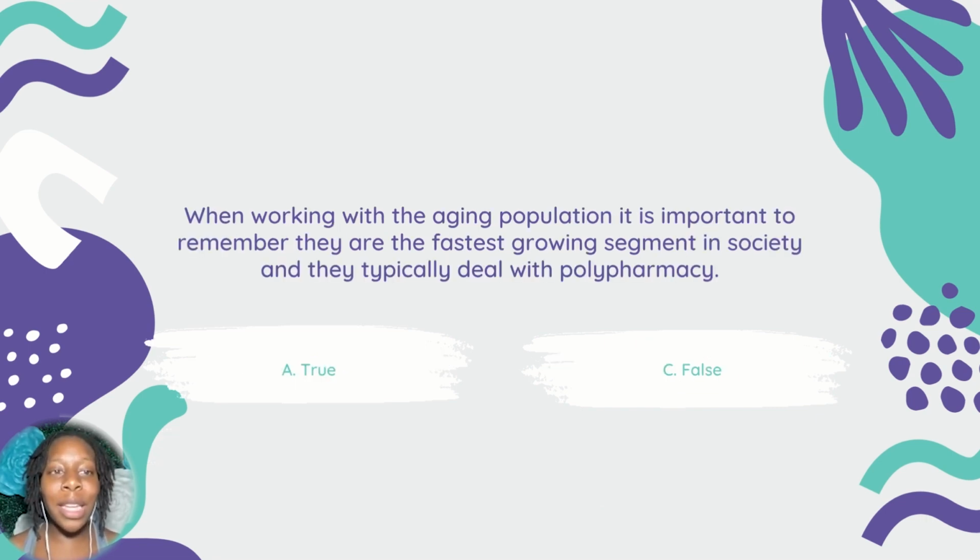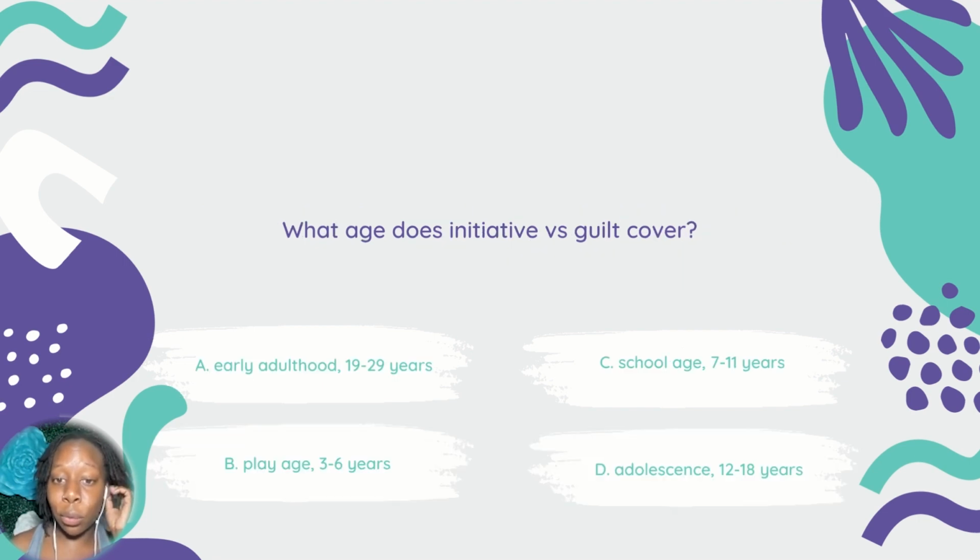All right, when working with the aging population, it is important to remember they are the fastest growing segment in society and they typically deal with polypharmacy. I'll give you about 7 seconds to answer this. All right, the answer is true. If you think about the aging population within your family, what are they dealing with right now? Multiple prescriptions. They are the fastest growing population, according to research. Both parts of that are true, so the entire answer is true.